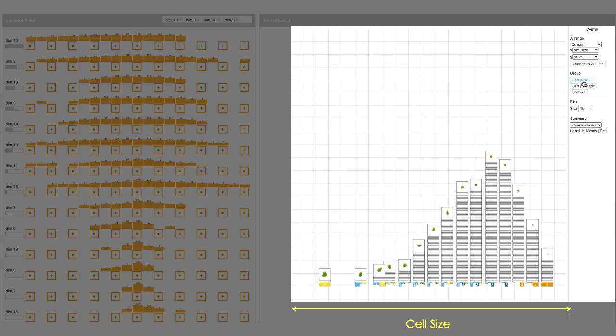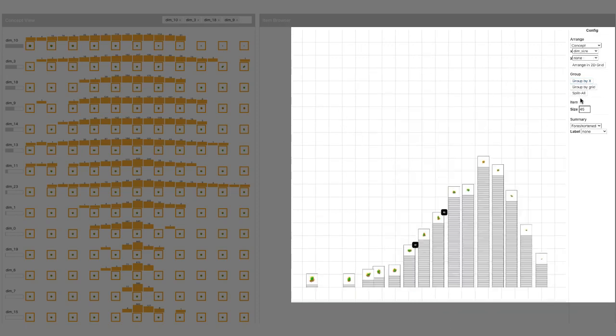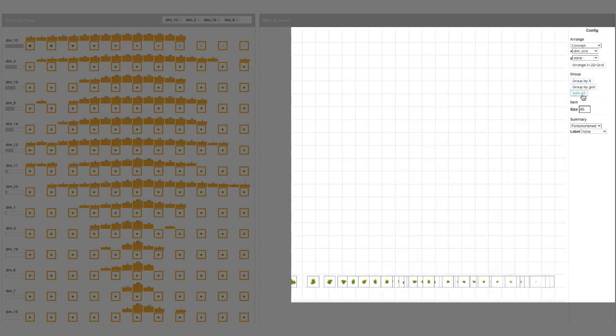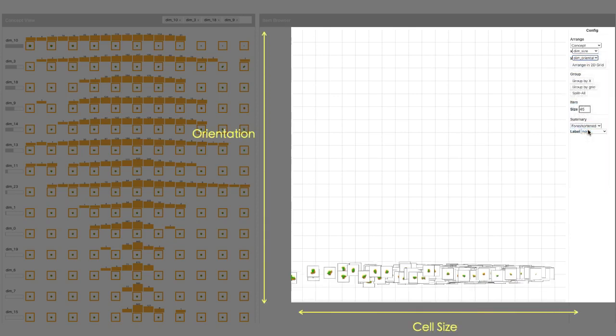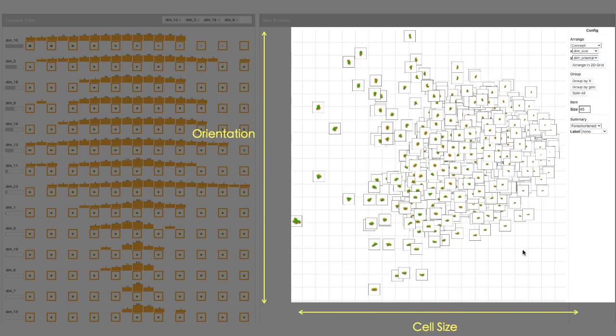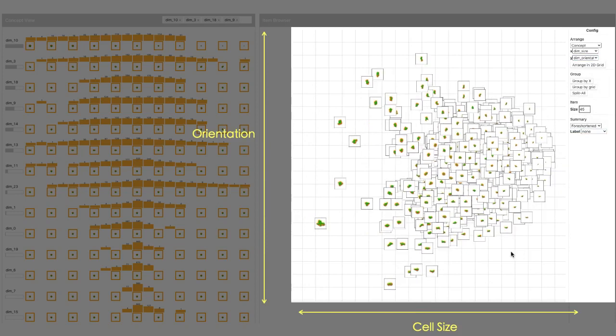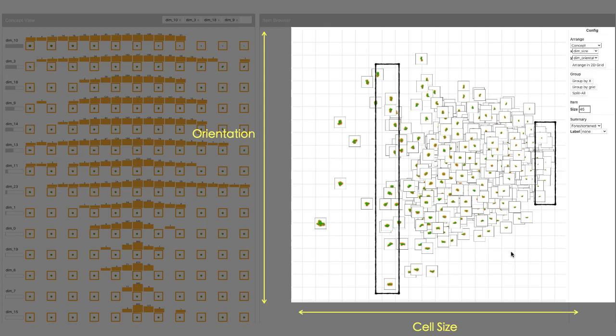For example, here we can see the larger cells on the left side tend to have different item labels than the small cells on the right side. We can also examine the item distribution based on the sizes and orientations. Here we can see that the small cells and the larger cells tend to have different distributions in the orientation.